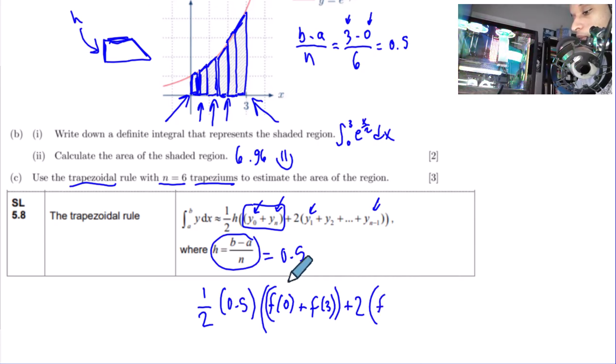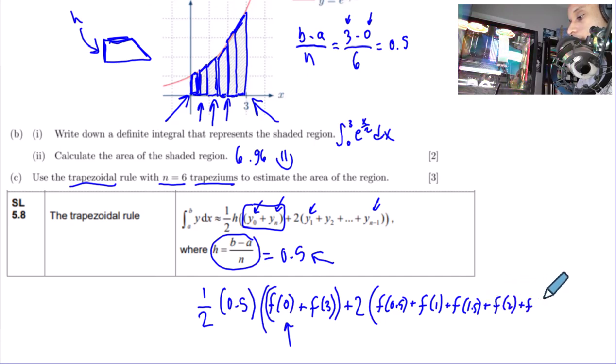So if we started at f of 0 and our interval is 0.5, the next one is going to be f of 0.5. And then the one after that, add 0.5 again, so f of 1, add 0.5 again. And you keep going on and on like that. So let's see, plus f of 1.5 plus f of 2. I think I'm doing this right. And we stop there because we already have f of 3.